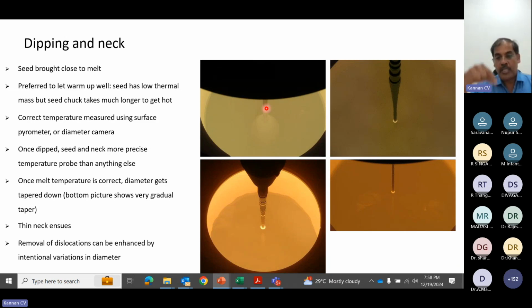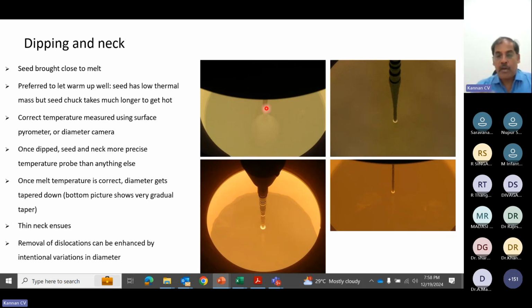So this process, the dipping or necking process, is very critical. It is one of the very critical processes that determine the quality of the ingot which you have grown. If the ingot quality is good, obviously the wafers produced from the ingot will also be very good.